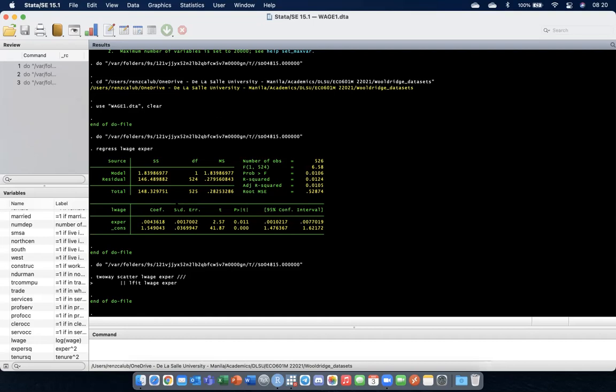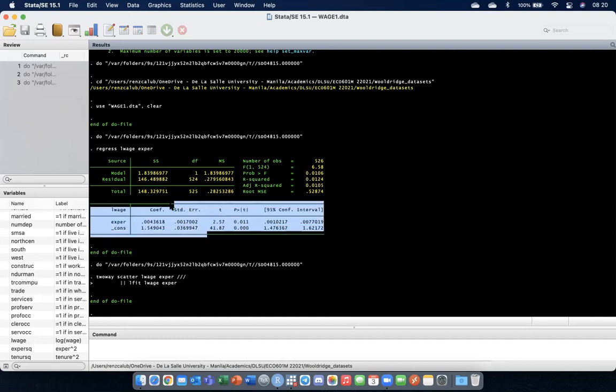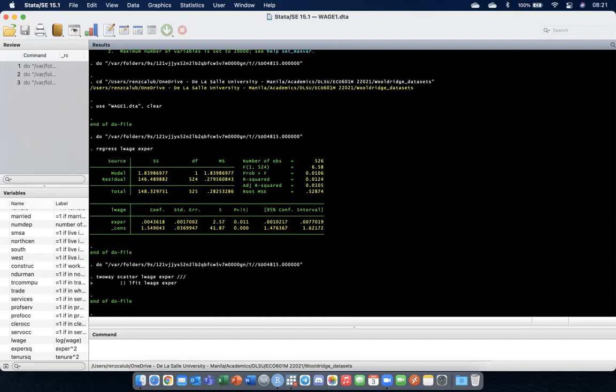Now, let's talk about the second column, right? Standard error. The standard error relates to the variance of your error term. Of course, this is the standard error of the OLS estimator. Recall that OLS is an estimator, and as an estimator, it is a random variable. This estimator can assume different values depending on the sample.